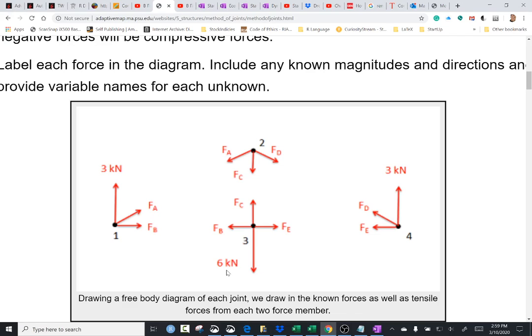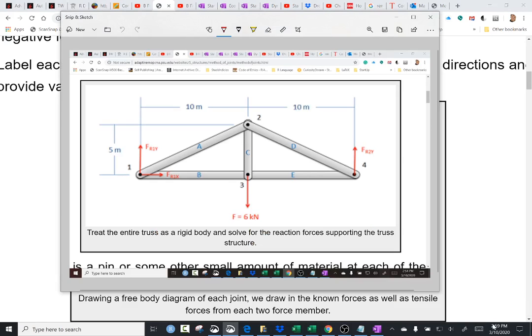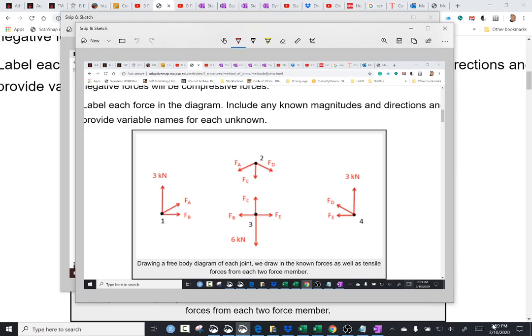What you find out here, if you take a quick look, give it a second. Since there's a member sitting in here, essentially you're breaking the member away, replacing it with a force. So obviously these two are equal, these two are equal, these two are equal, and these two are equal. So that's how these members are set.